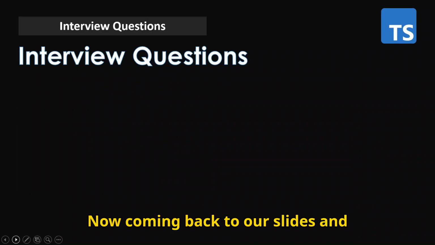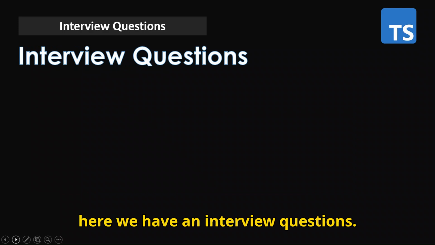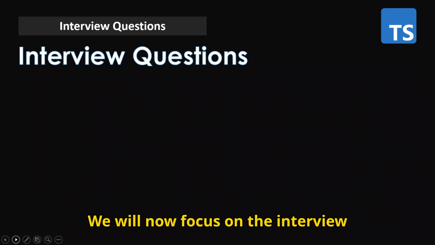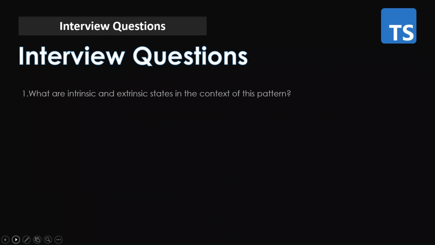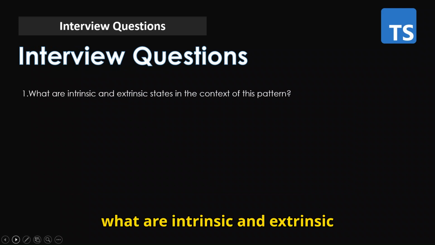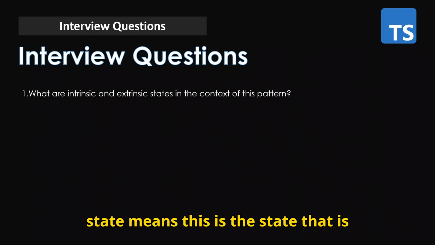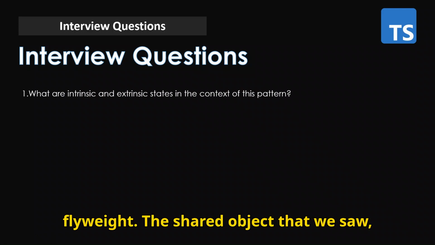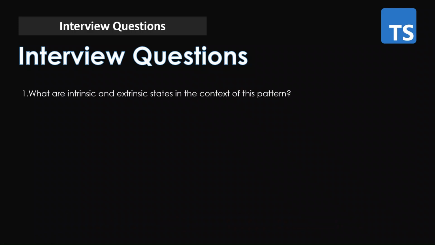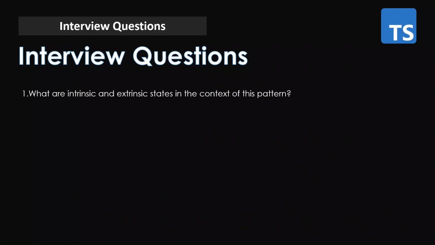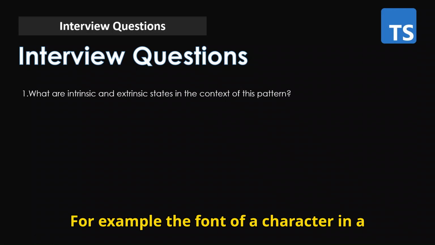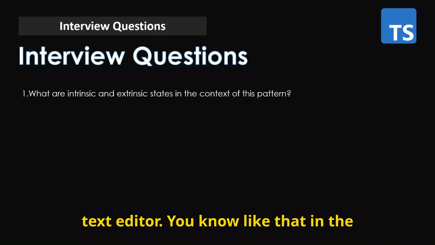Now coming back to our slides, and here we have the interview questions. We will now focus on the interview questions. What I am going to show you is what are intrinsic and extrinsic states in the context of this pattern. So intrinsic state is the state that is shared among all the instances of a flyweight, the shared object that we saw. It is stored within the flyweight object and remains constant. For example, the font of a character in a text editor.